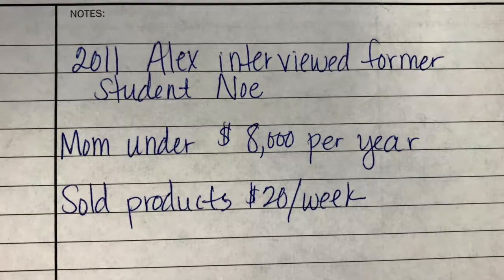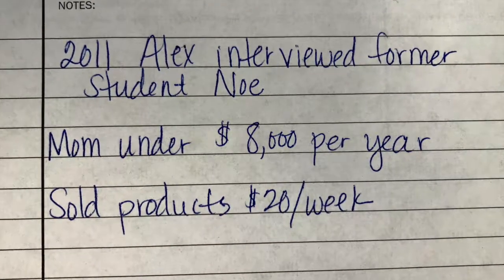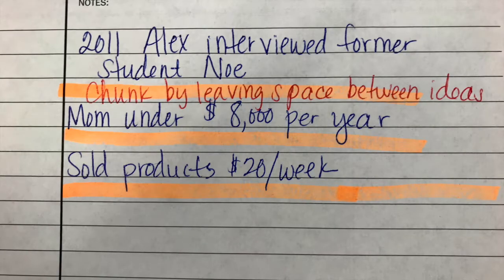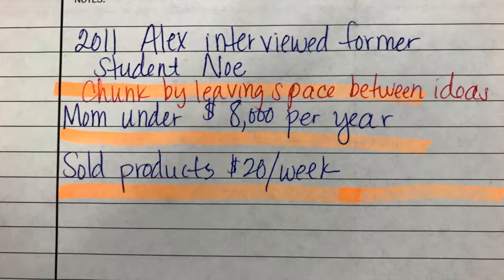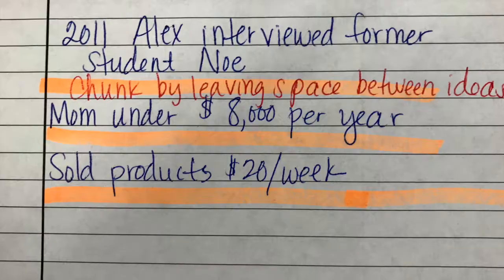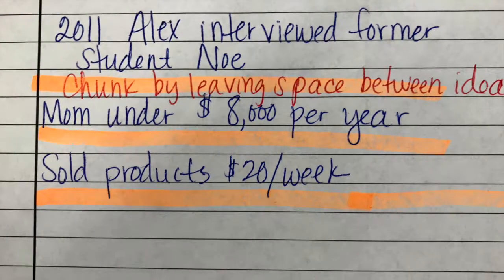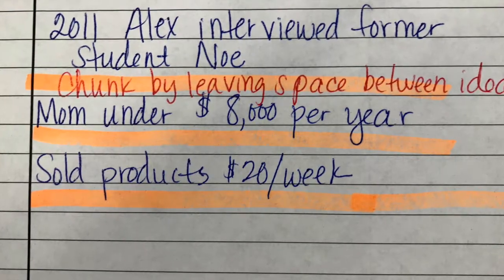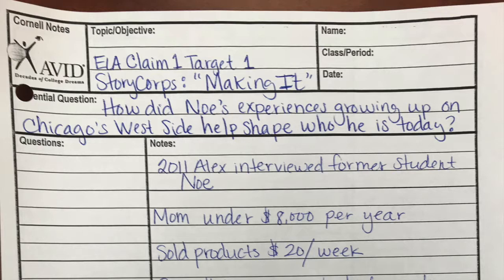Let's pause here and check in on your notes. Are you remembering to chunk your notes and leave space between each idea? Now would be a great time to go back and revisit your essential question, being sure that your notes relate directly to that essential question. Is everything you're writing having to do with Noe's experiences growing up in Chicago's West Side and how it shaped him today? Pause here if you need more time to get your notes organized. Otherwise, you may continue watching the video.